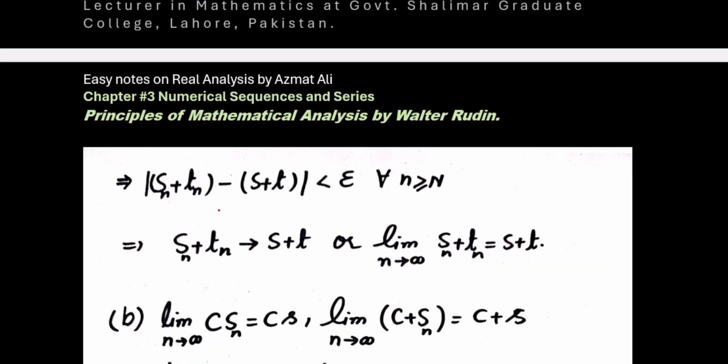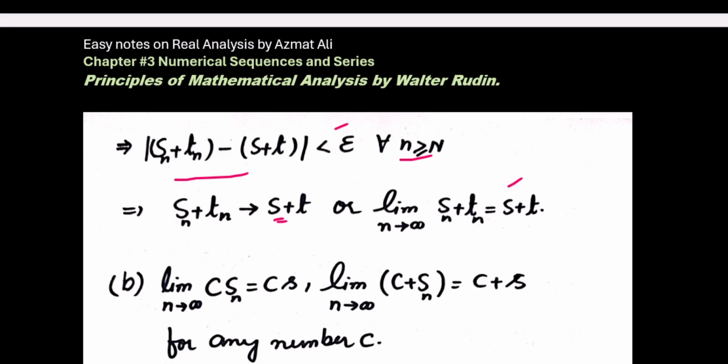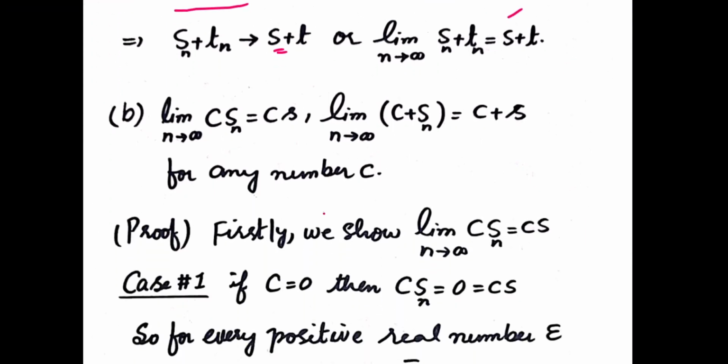This implies this absolute difference is less than epsilon for all n greater than or equal to n. This shows that Sn plus Tn converges to S plus T, or we can say its limit is S plus T. And it completes the first part.